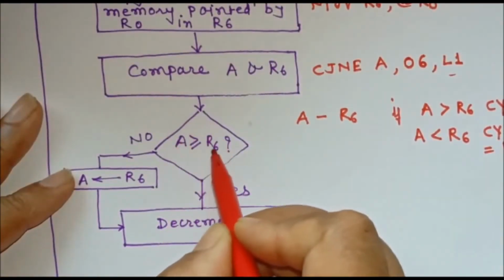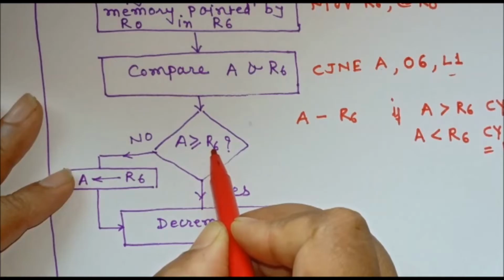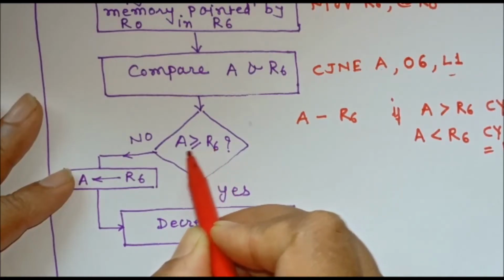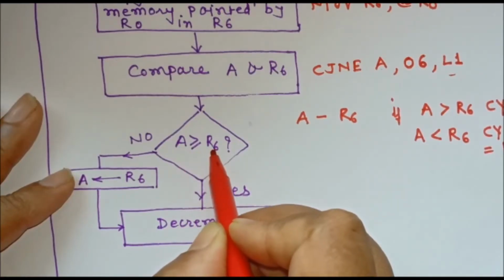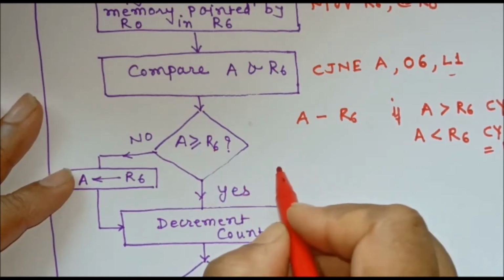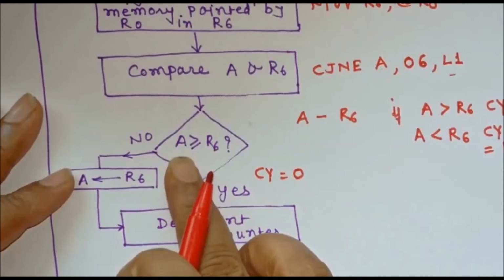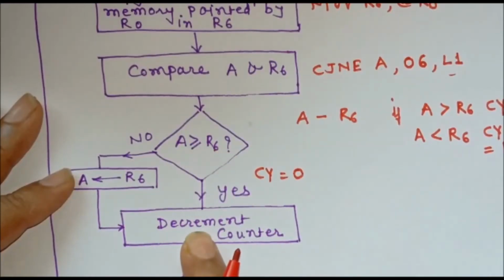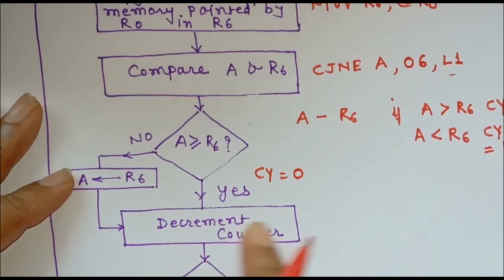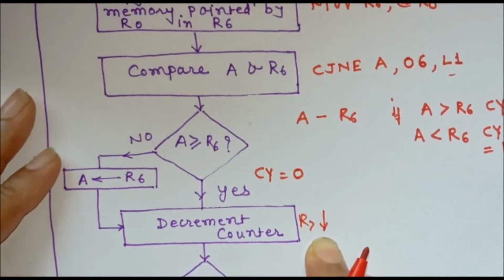So here we'll check whether accumulator contents are greater than R6 or not. If accumulator contents are greater than R6, that means carry flag is 0, and no need to do anything. Larger number is in accumulator, we'll directly decrement the counter, that is register R7. So we have to decrement register R7 because we have completed this operation one time.